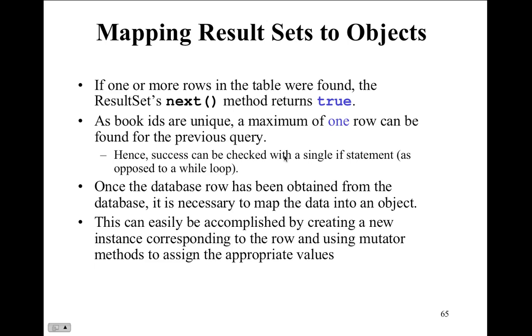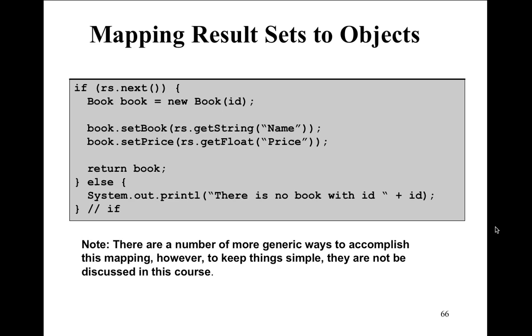So once the database row has been obtained from the database, it's necessary to map the data itself into an object. This can easily be accomplished by creating a new instance corresponding to the row and using mutator methods to assign the appropriate values of the row to the database object. And we can do that automatically. This is the interesting thing here. So book.setBook, get the name. What's the name? That's the name of the column, which is kind of interesting. So that little piece of information that came back in that result set has metadata as well as the data. We can look at the name, the author, all that stuff. It makes it really easy to parse and less likely to make a mistake because it's self-identifiable data with that metadata included. And we can actually query the metadata as well.